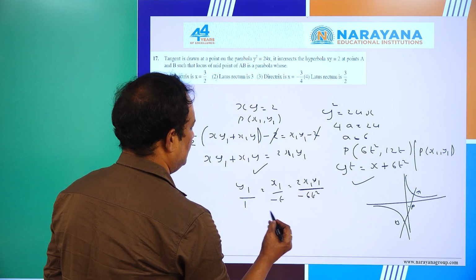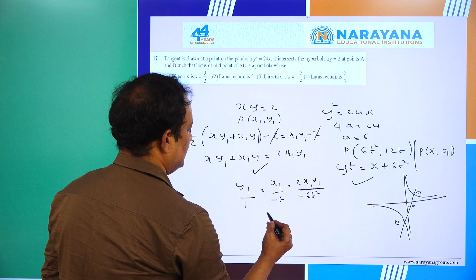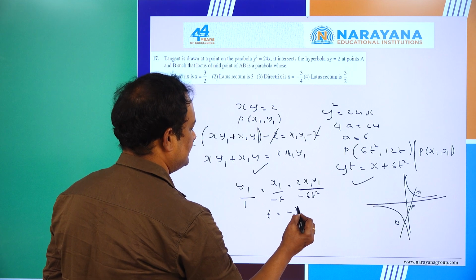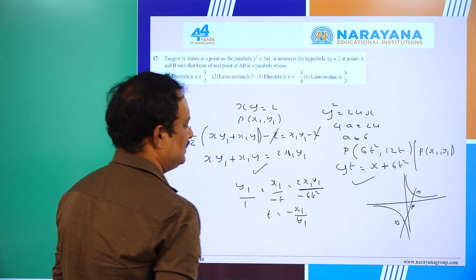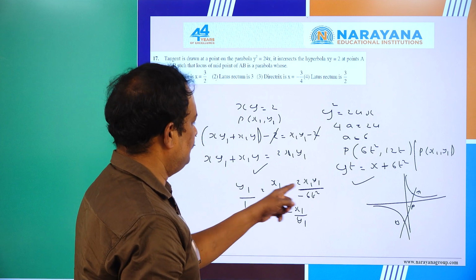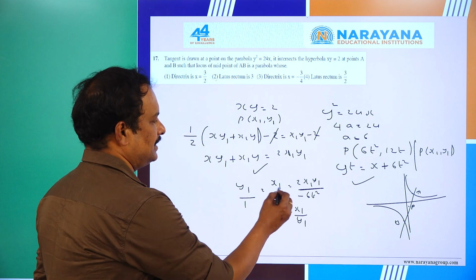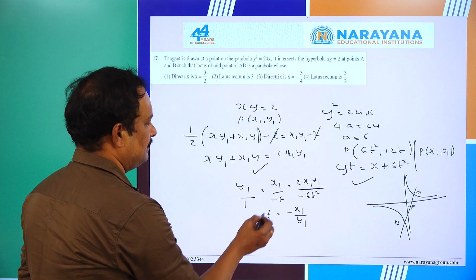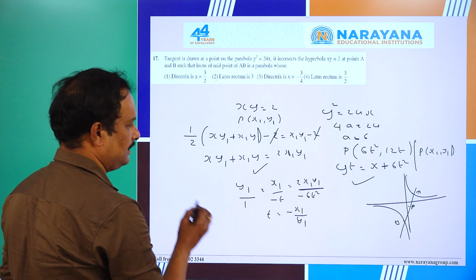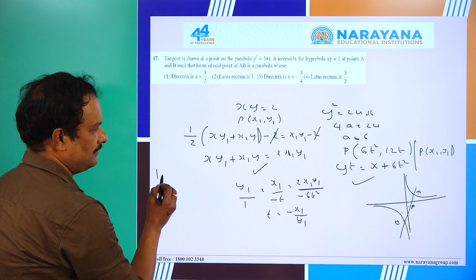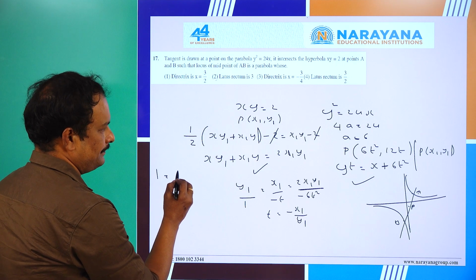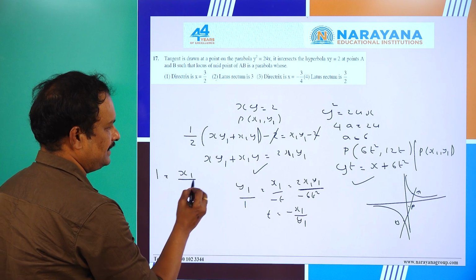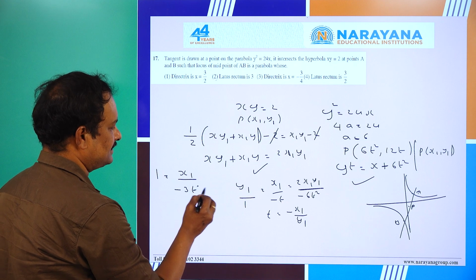So first of all, let's go for the t value. T value is minus x1 by y1. Okay, t value is minus x1 by y1. Now if you take these two, you can eliminate t from these two. You can take the first and last also, of course, no problem. So y1 can be cancelled. So 1 equal to x1 by the minus 3t square.